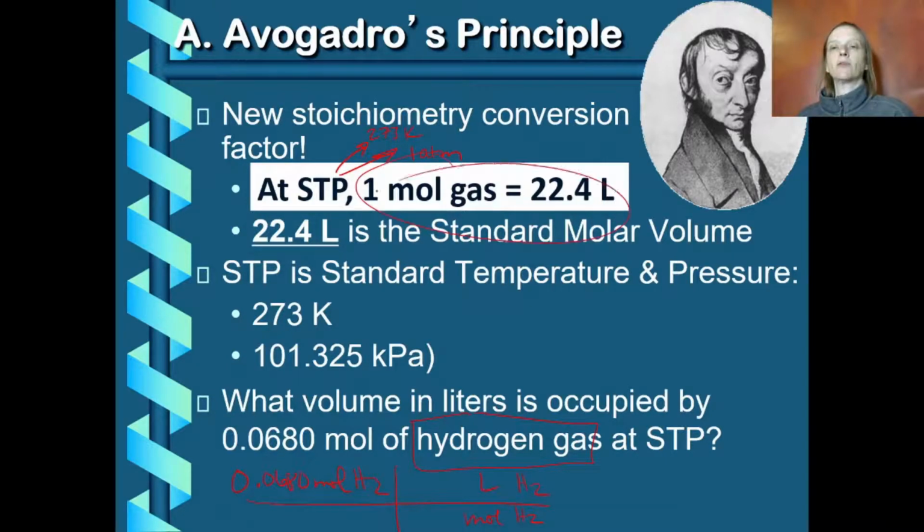I know from my conversion factor that 1 mole of gas has a volume of 22.4 liters. So this is the dimensional analysis I need to do my calculation. And I get 1.5232 liters. That has too many sig figs. I just want 3 sig figs. Also, the 22.4 limits your sig figs as well. Rounding off our answer to 3 sig figs, we get 1.52 liters of hydrogen gas.